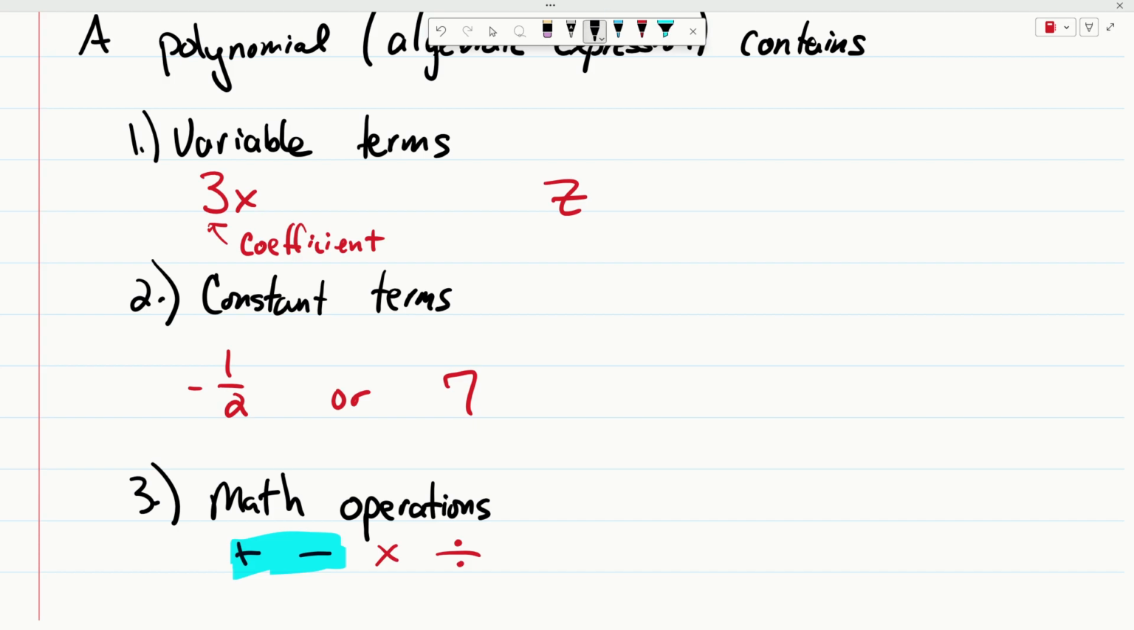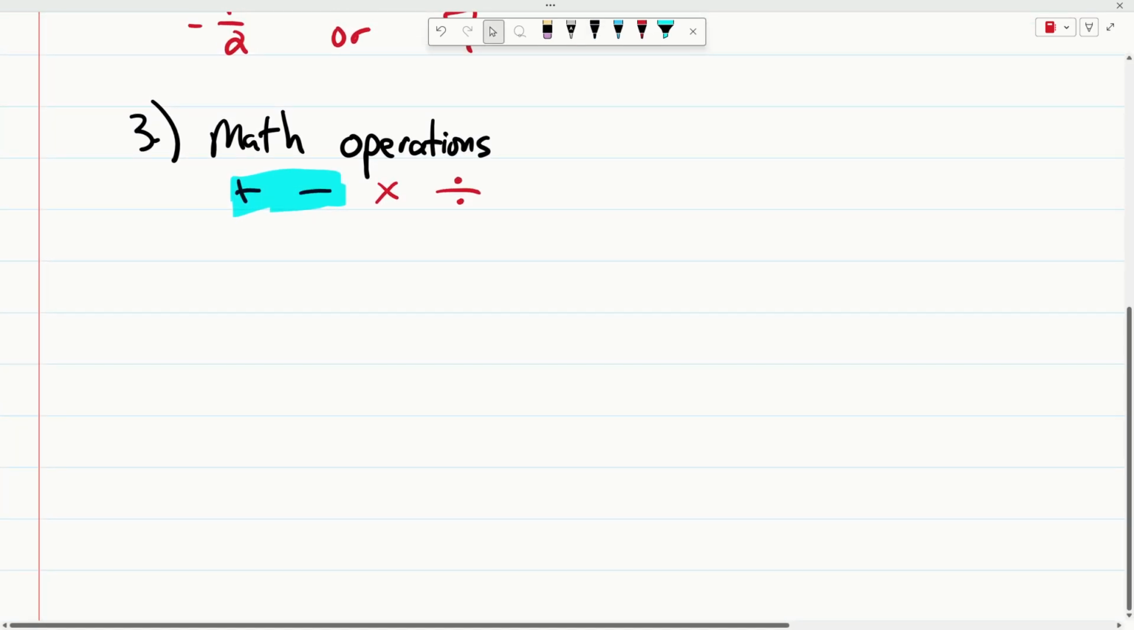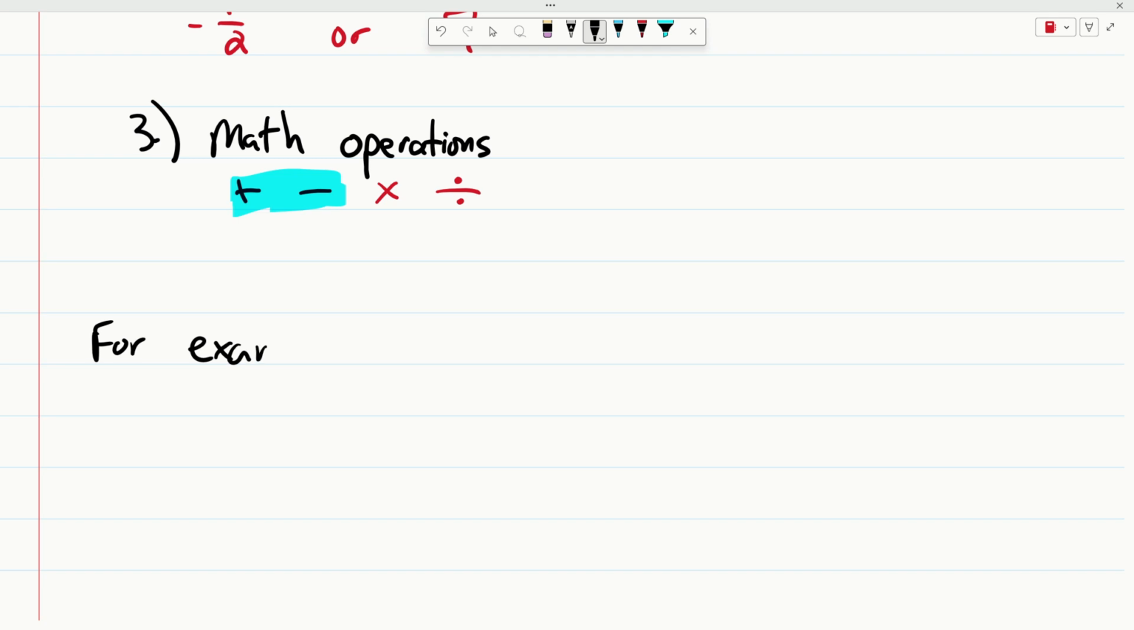So what happens when we have variable terms, constant terms, and math operations? We create what we call a polynomial. For example, the first type of polynomial we can have is something like 3 times x to the 4th power. Now this polynomial, notice it has a variable term. It has math operations, 3 times x to the 4th. So it fits the polynomial or algebraic expression. But this is called a monomial. And the reason why it's called a monomial, it has one term.